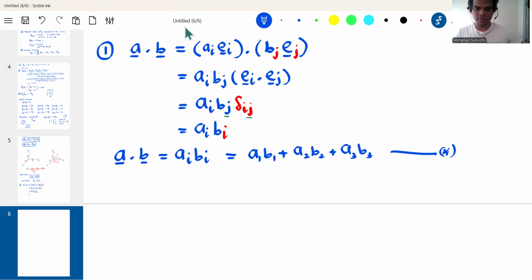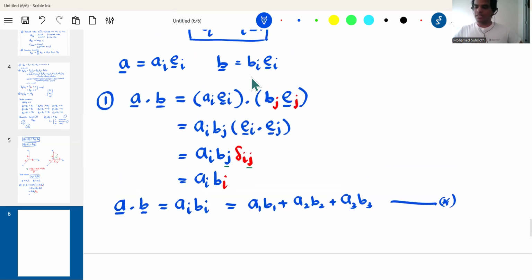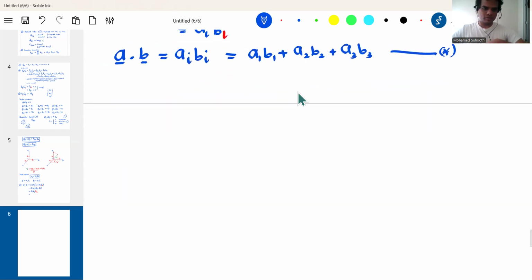So you can do the same. If you apply B dot A, again you will end up with the same answer, right? You can try. Okay. So now first I explained the dot product, right? Okay. Now let's go on to define the cross product, right? A cross B.